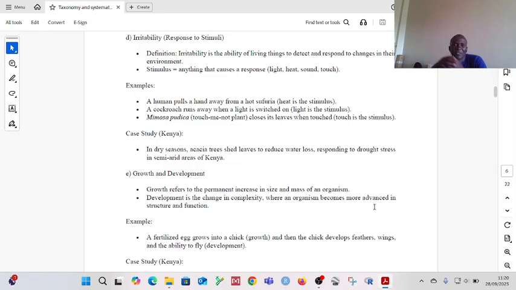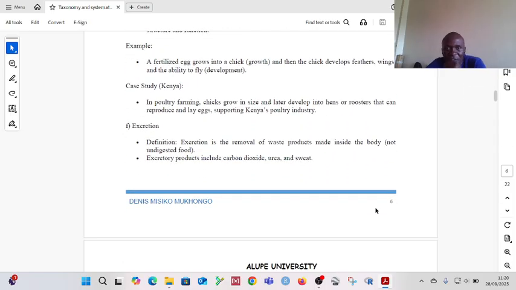So if you are talking about a fertilized egg, it can grow into a chick. That is growth. But then the chick, ile kifaranga, it will begin to grow feathers, it will begin to grow wings, and eventually have the ability to fly. So that is development. Okay? So non-living things cannot grow, non-living things cannot undergo development.